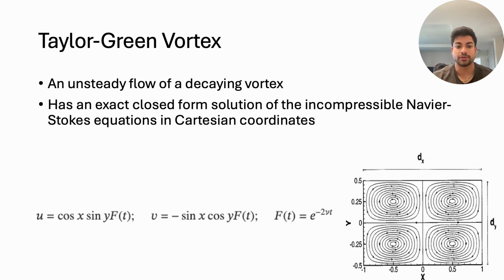This Taylor-Green vortex is a canonical turbulent flow that has an exact closed-form solution of the Navier-Stokes equations. In Cartesian coordinates, you can find the analytical solution given at the bottom of the slide, and at the bottom right, you can see how the vortices should look.